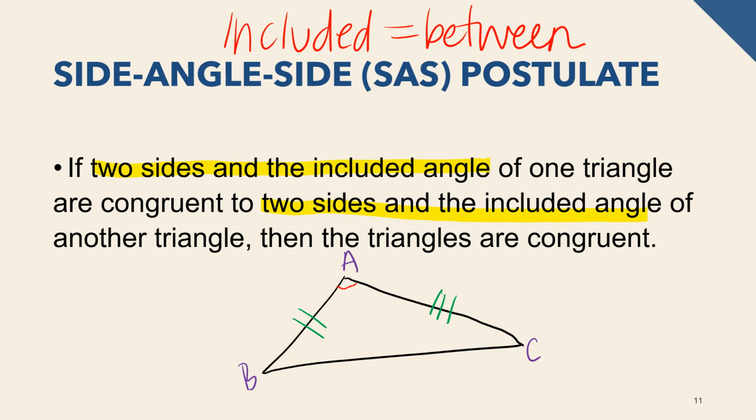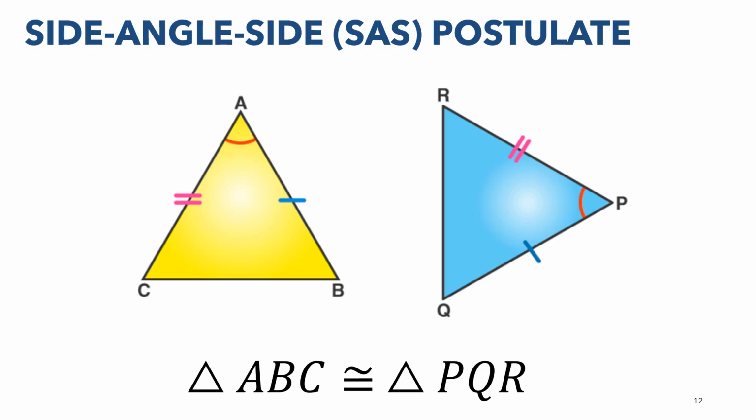All right, let's look at a diagram so you can see a visual representation of this postulate. Here's the side, angle, side postulate visually. You can see I have two sides labeled: AC and AB with tick marks, and then RP and PQ with tick marks. Notice that on both triangles, the included angle, the angle between the two labeled sides, is marked. So we've got the two sides and the included angle.